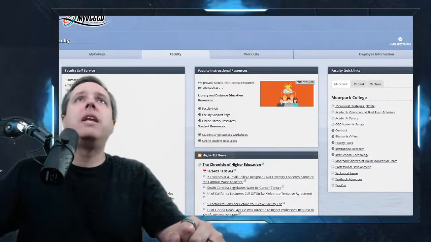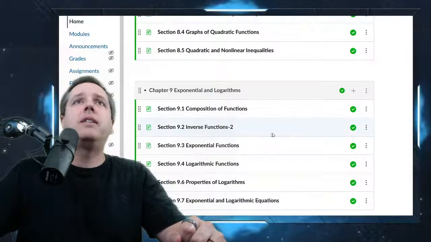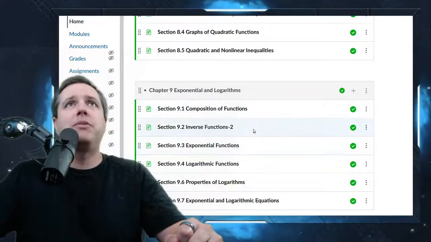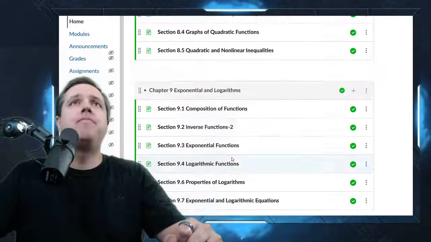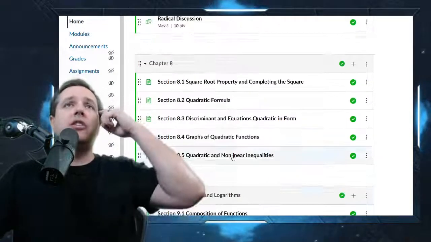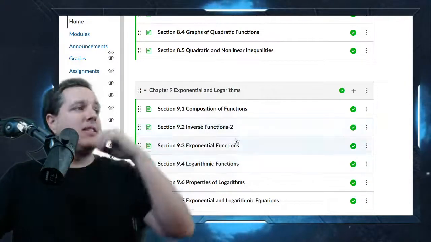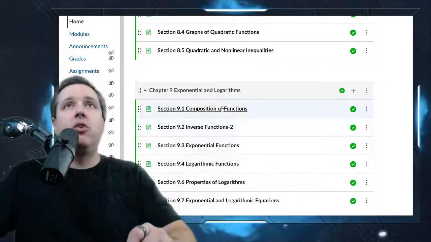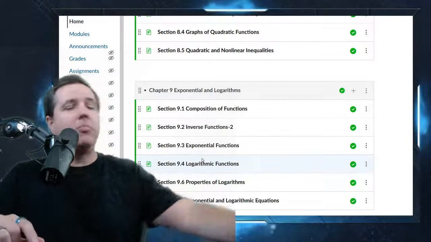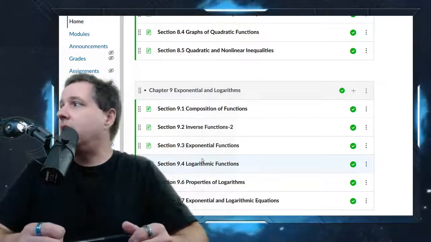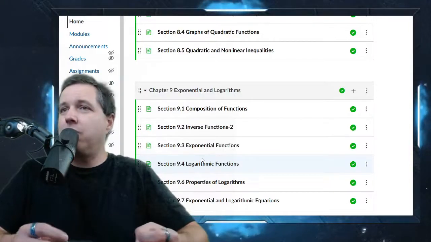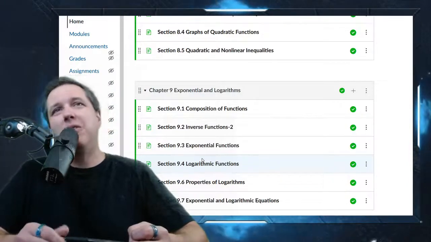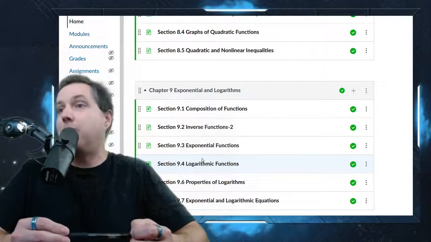Okay, where are we now? Let's see. Where am I? Okay, so we're on this last chapter, and then we're going to take the exam, right? So this chapter is probably the most confusing of the entire course. I found logarithms to be very confusing. Didn't really understand what they were until much, much later.